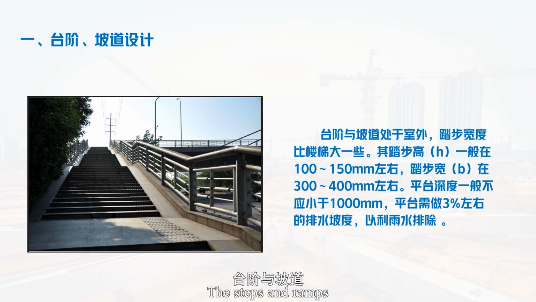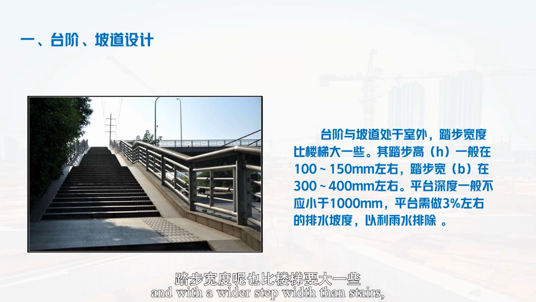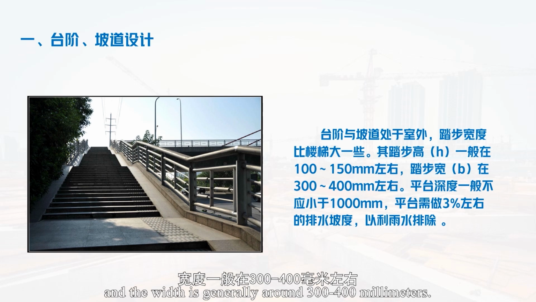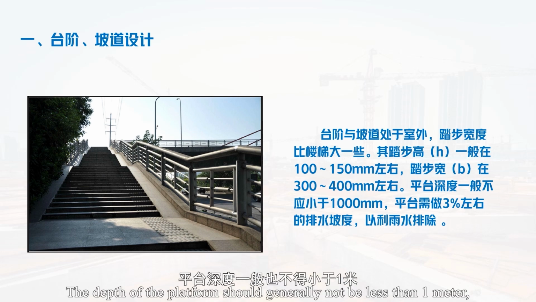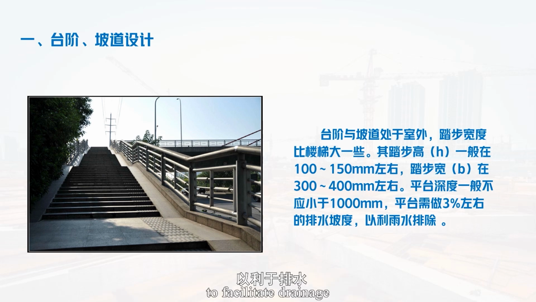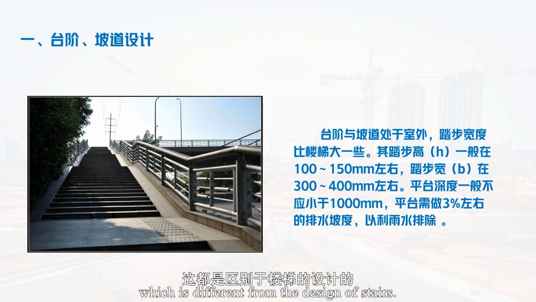The steps and ramps are usually located outdoors, with a wider step width than stairs. The step height is generally around 100 to 150 millimeters, and the width is generally around 300 to 400 millimeters. The depth of the platform should generally not be less than 1 meter, and the platform needs to have a drainage slope of about 3% to facilitate drainage, which is different from the design of stairs.